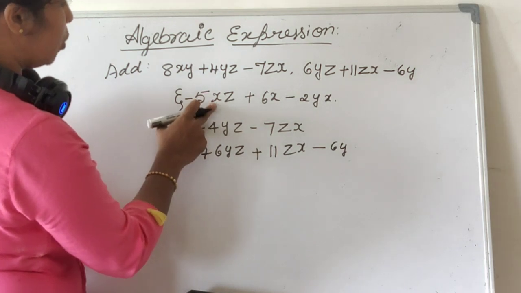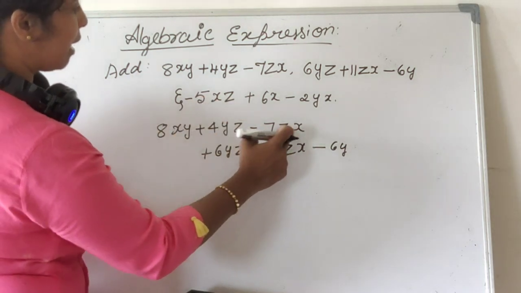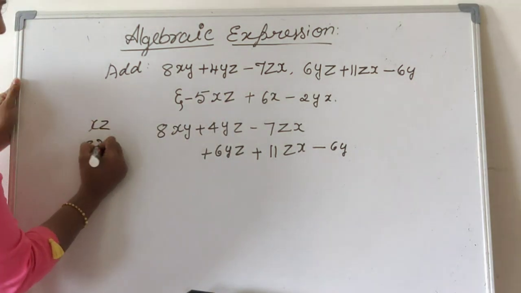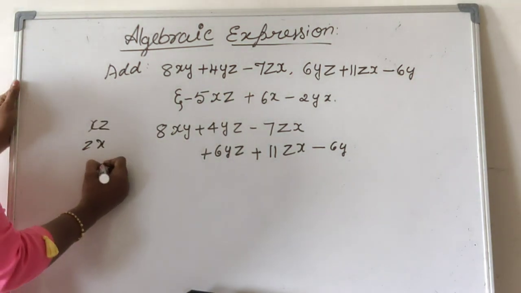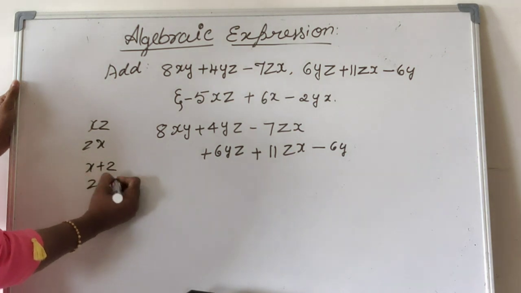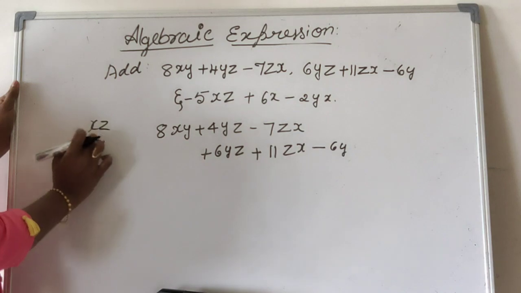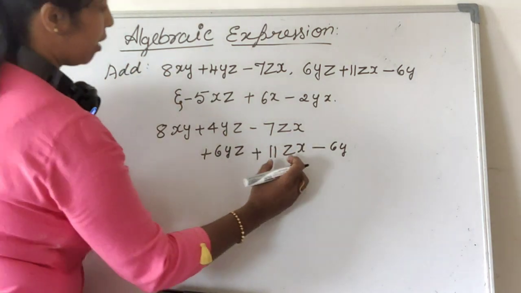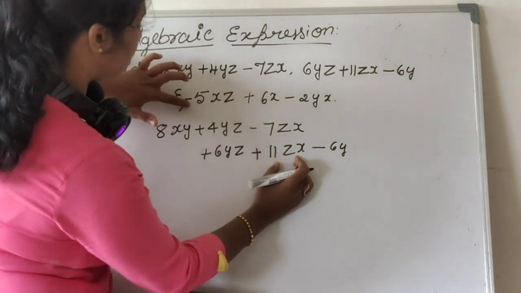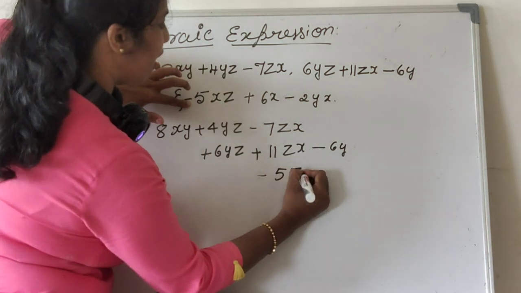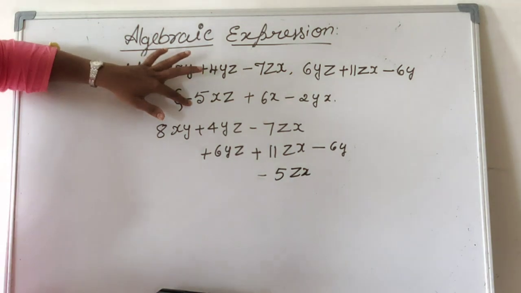5xy minus 5xz. xz means zx. These are same. xz, zx same. Like this you can write zx. That is no problem. But express z plus x like this will not come. Xz zx will come. That time you can write same. What is that? Minus 5. Xz is there. Zx is there here. That only we will call zx. No problem. That is same.